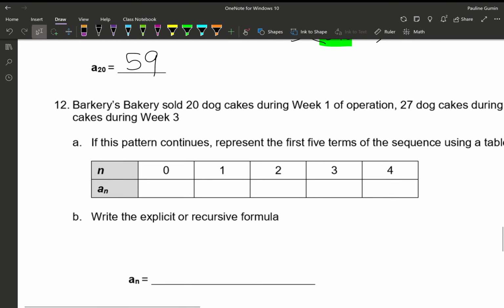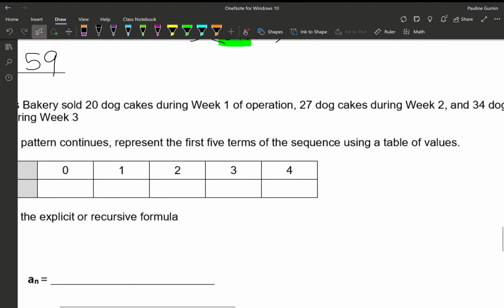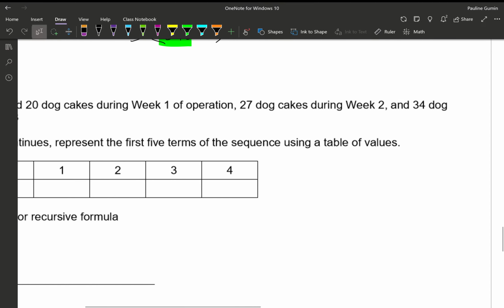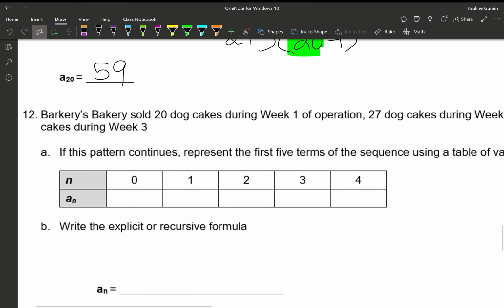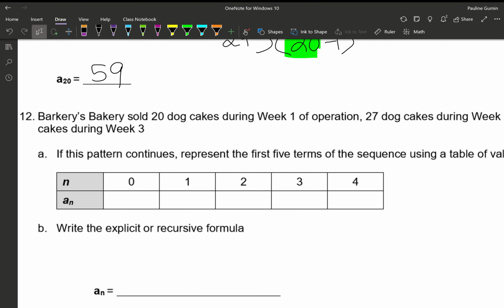Number 12. Barkey's Bakery sold 20 dog cakes during week 1 of operation, 27 during week 2, and 34 during week 3. If this pattern continues, let's fill in the table. All right, so we start off with 20, then 27, then 34. Now, we know it's a pattern. Let's find out what it is. To get from 20 to 27, we add 7. Let's see if that works. Yes. Okay, so let's keep adding 7. 34 plus 7 is 41, and 41 plus 7 is 48.